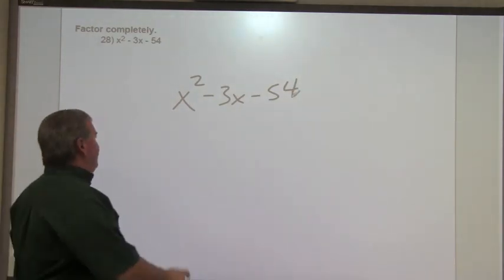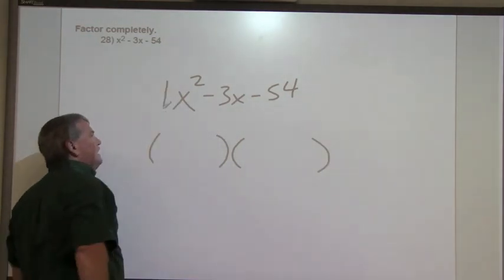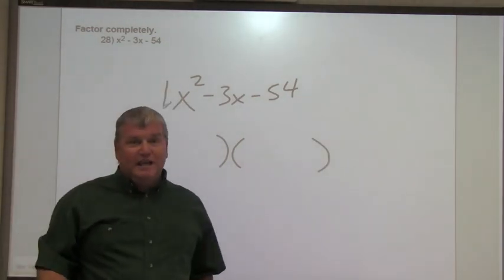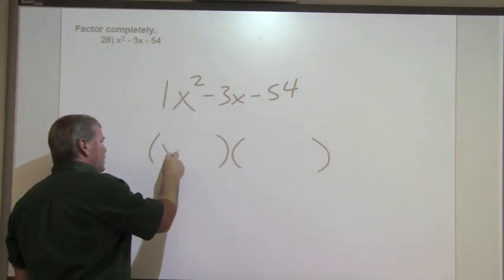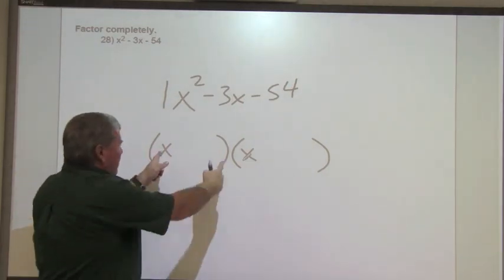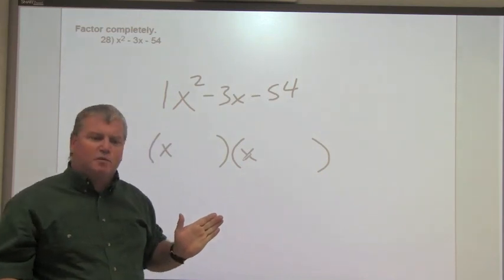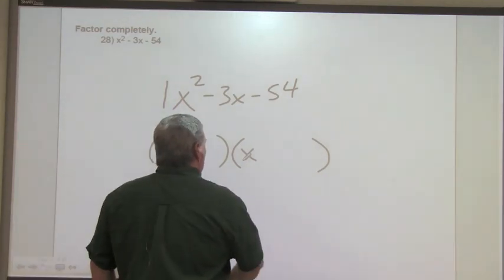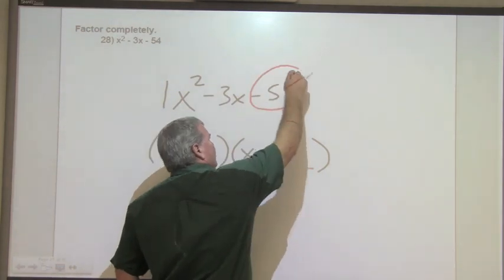Basically what I do, if the number in front of the x squared is a 1, but you don't see it, it's just x squared. If that's the case, I always know my first terms are going to be x, because these two right here have to give me that first term there. So x times x is x squared. Now, what goes here? Well, factors of this number right here.